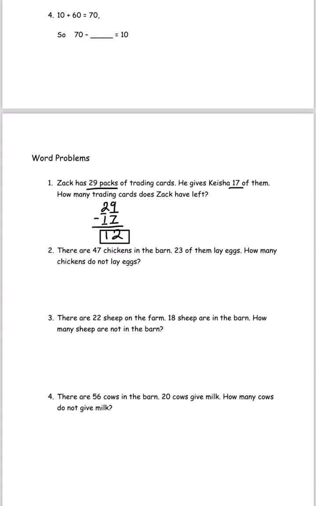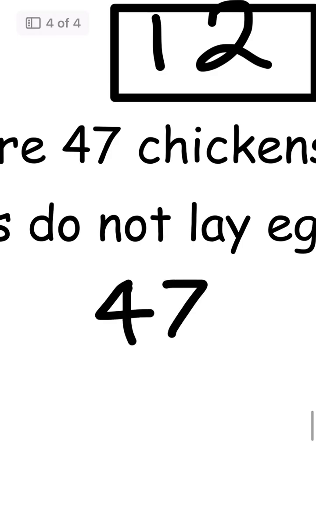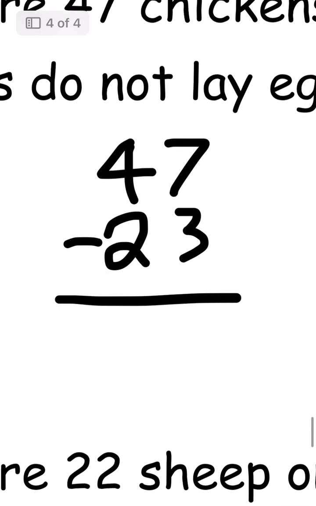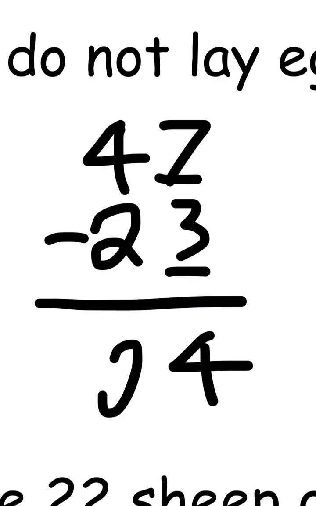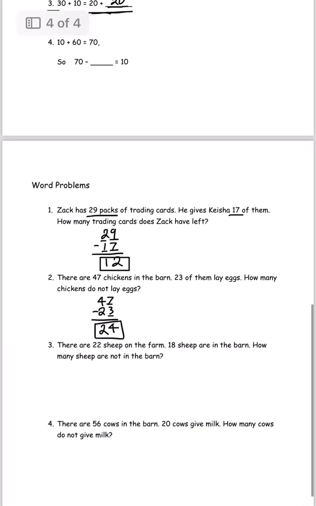It says there are 47 chickens in the barn. 23 of them lay eggs. How many chickens do not lay eggs? So we would have to subtract 23 from 47 in order to know how many do not lay eggs, right? So 7 minus 3 is 4, and 4 minus 2 is 2. So 24 would be the answer for number 2.